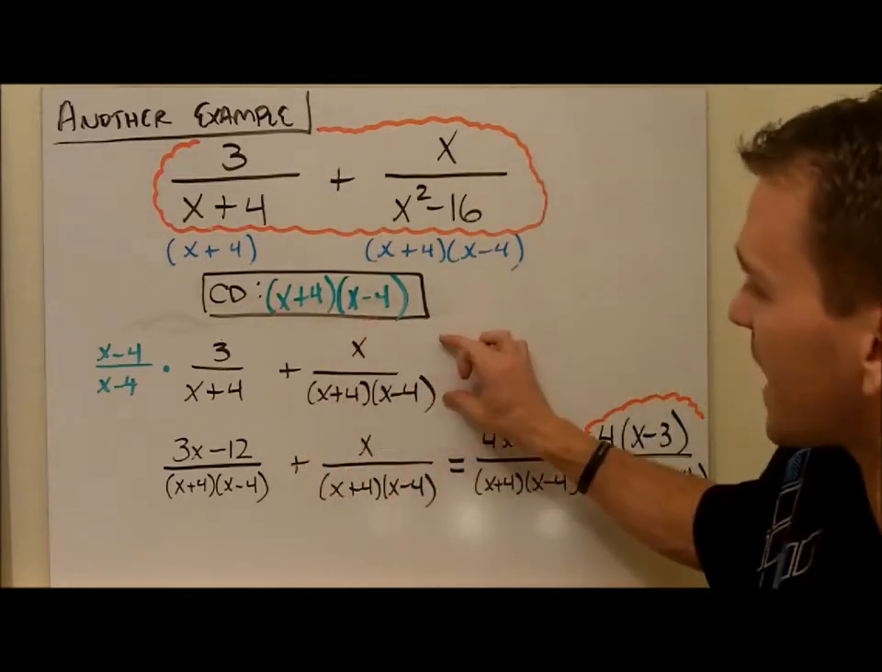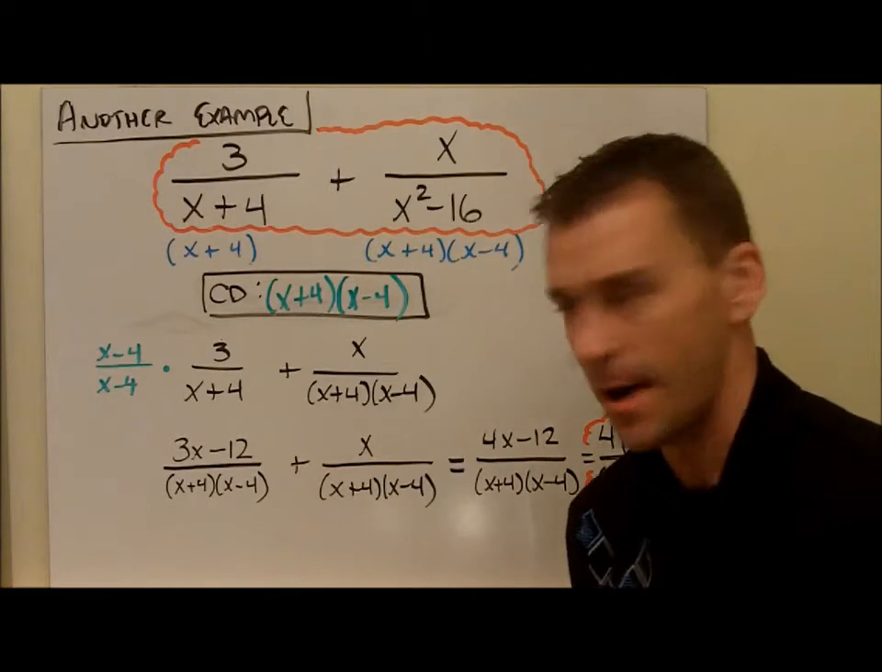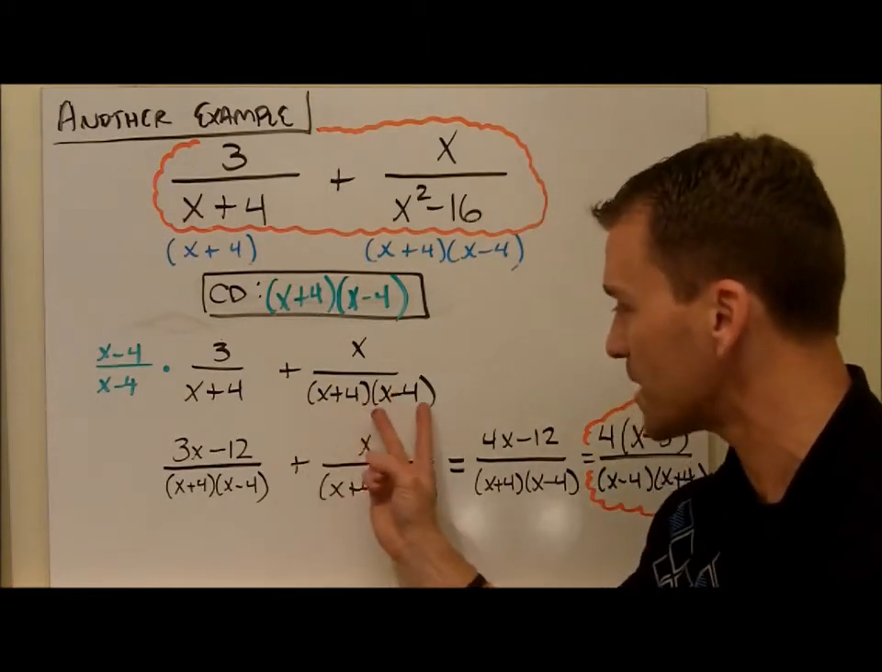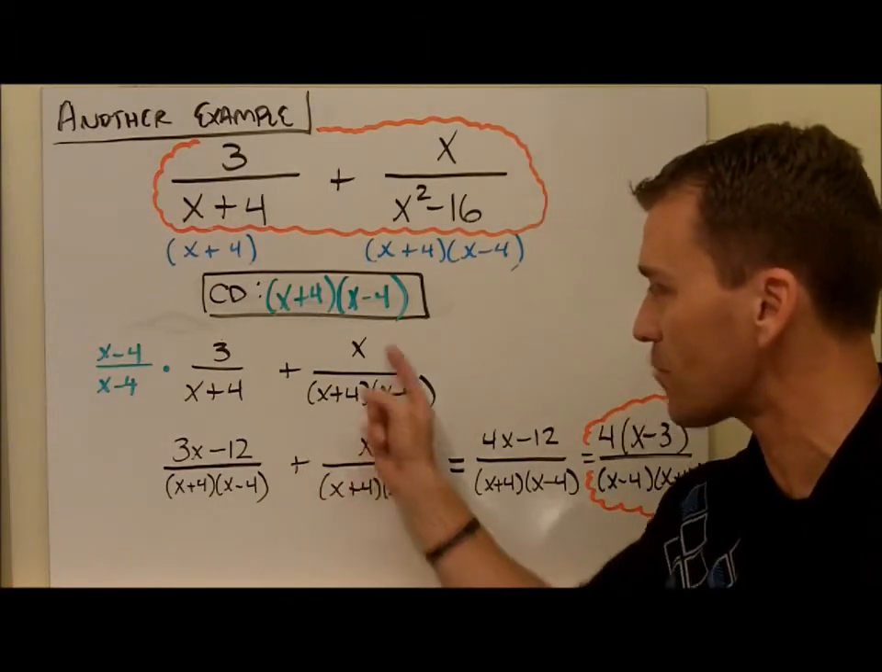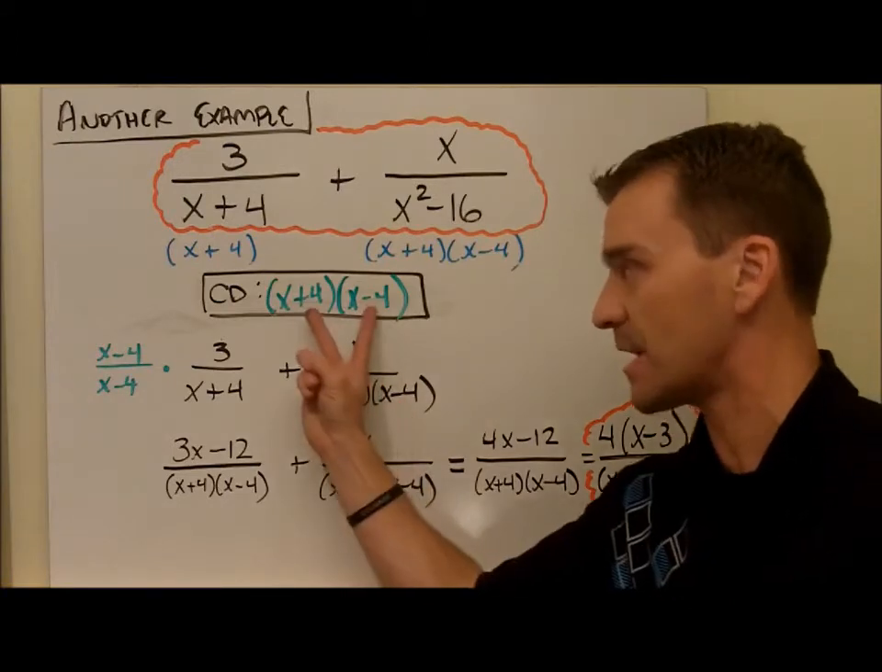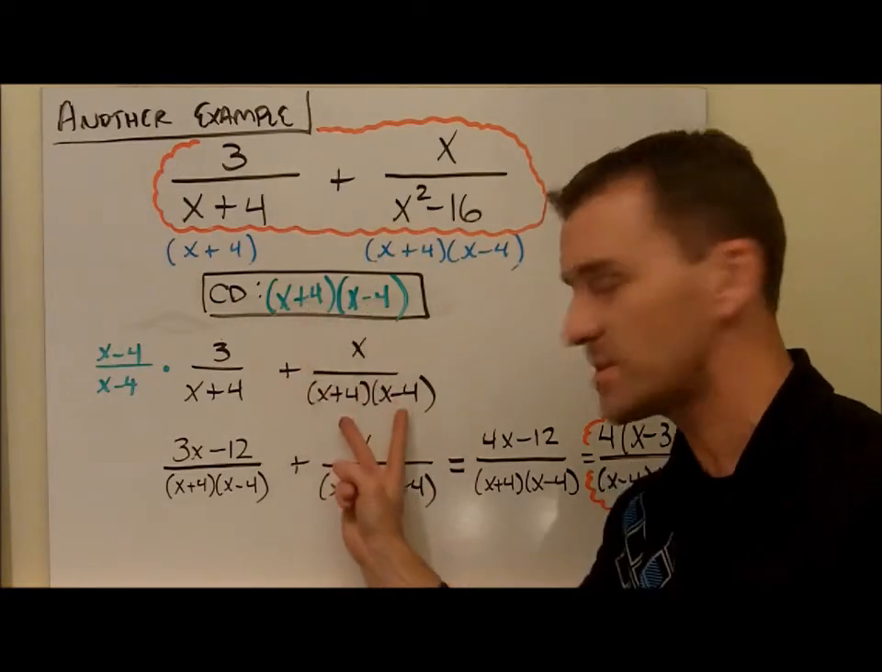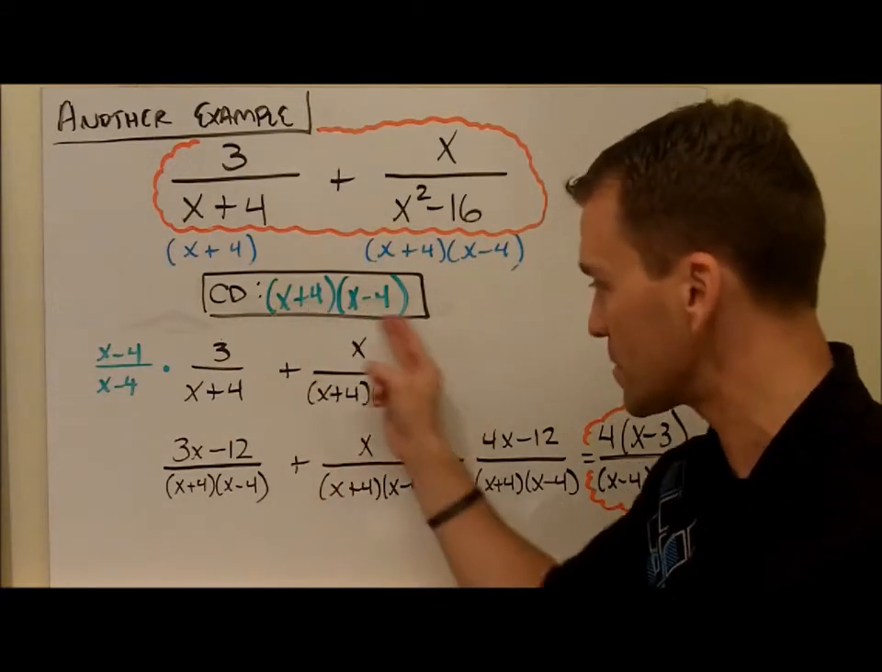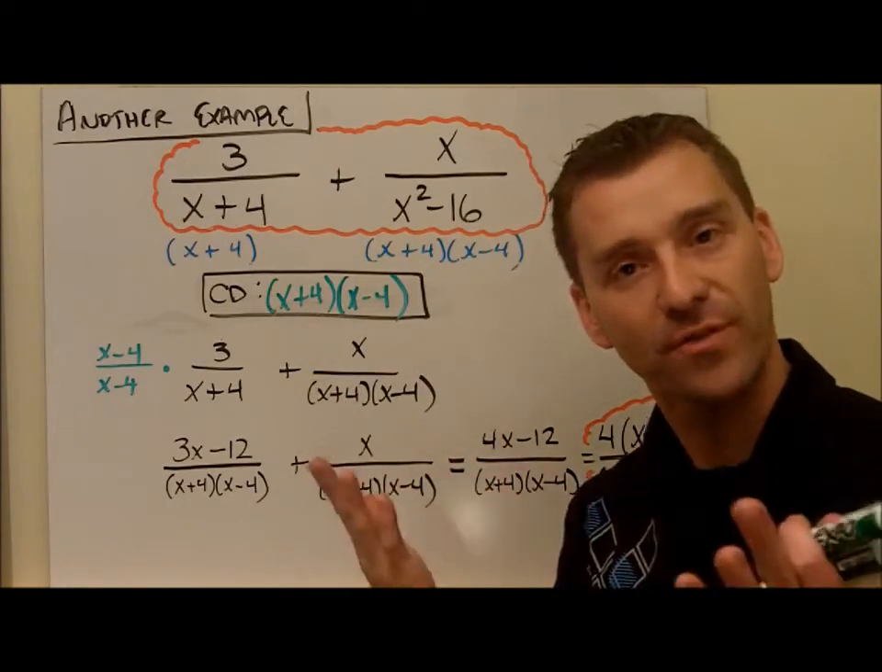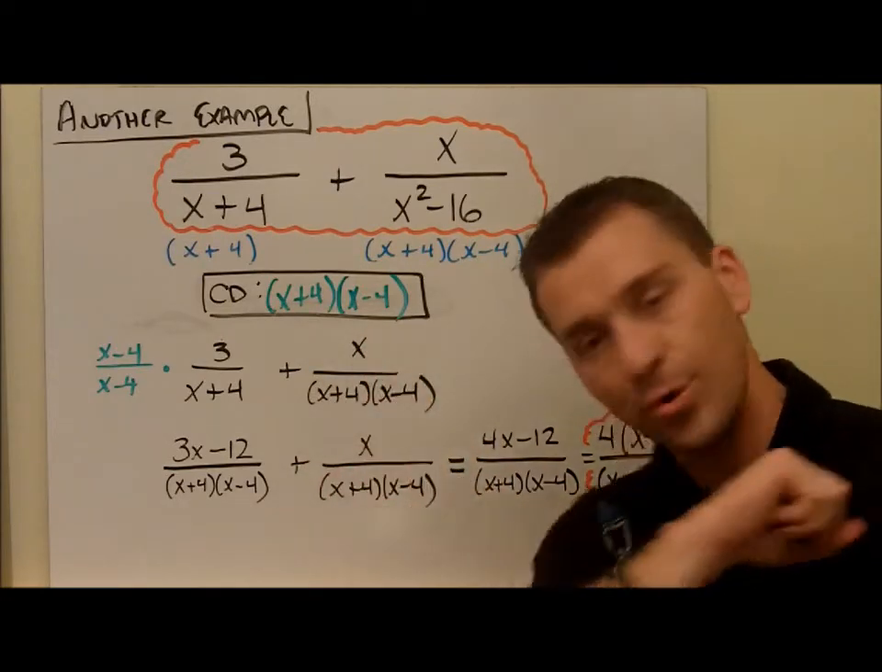So if you look at this second one over here, oh boy, look at here. Well, I have x plus 4, x minus 4 in my denominator of this rational expression. That's exactly the same as my common denominator. So I'm not missing anything. Therefore, this rational expression is perfect. We put it right down there, and we're good to go.